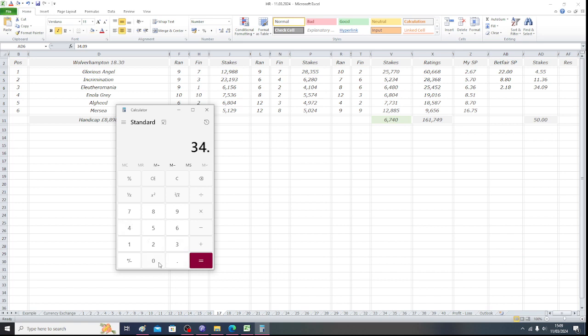£34.09 is your stake. Times that by 2.18 SP would give you back £74. So you've still got a win on that third one there. But you've also got Glorious Angel and Incrimination to run for you as well. Those two would return £100. So you've nearly got half the field there.